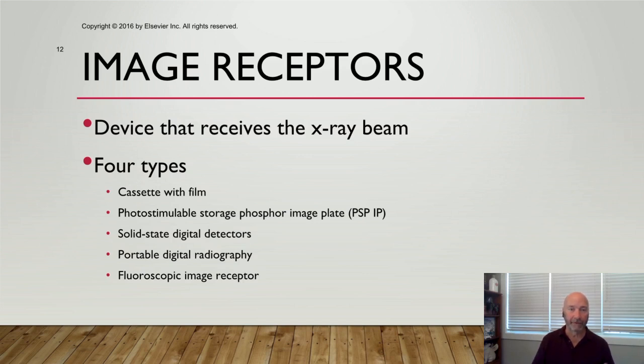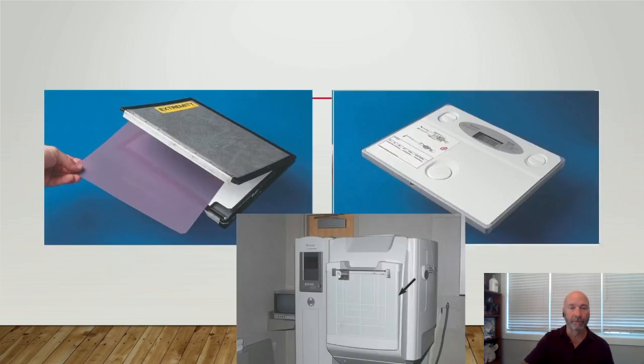They can be tethered to the image chain, or they can be standalone that send a signal to our computer system to formulate the image. So they can be portable. It's still solid state digital detector, and there are also fluoroscopic image receptors, some of those being digital as well. So what we see here, top left would be screens and films, top right would be an imaging plate, and then that bottom center would be a digital image receptor.